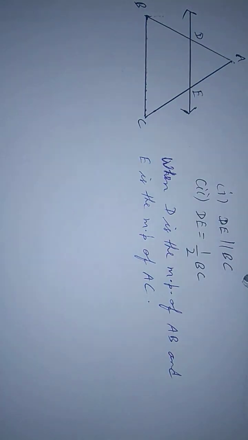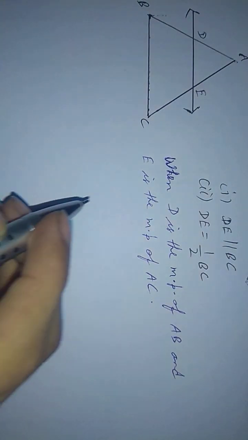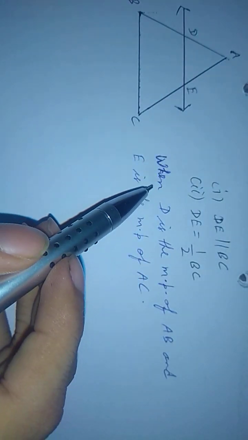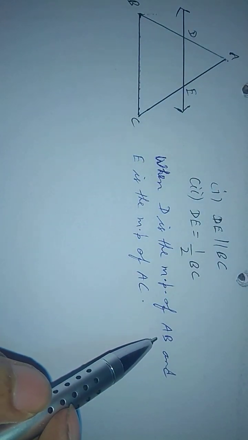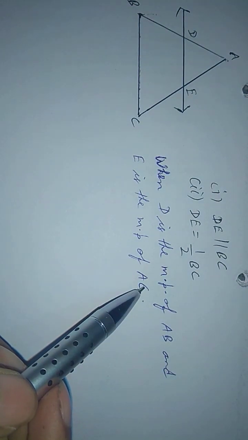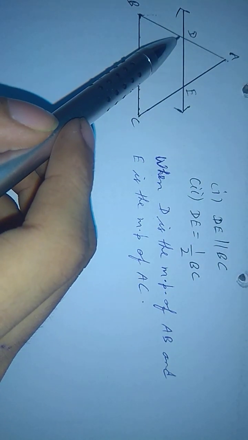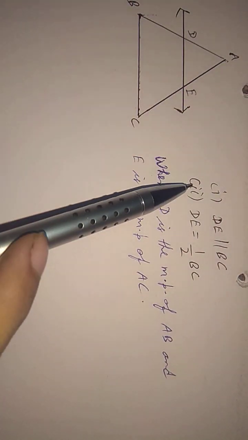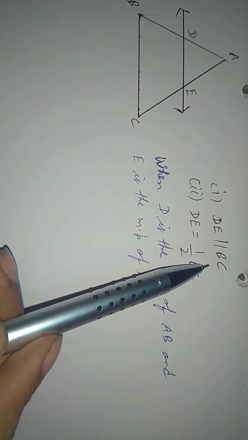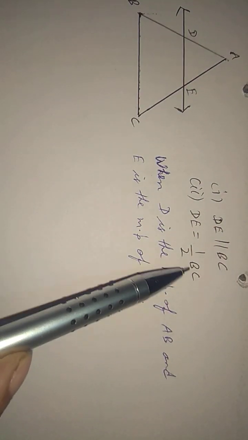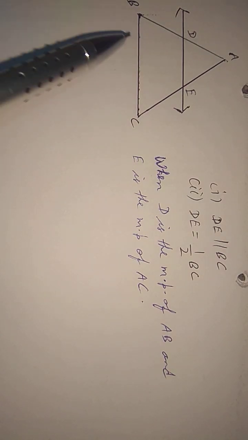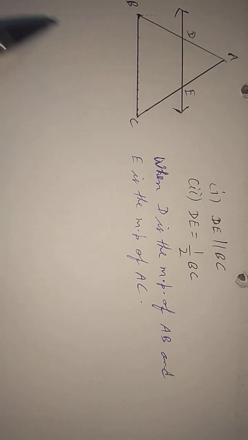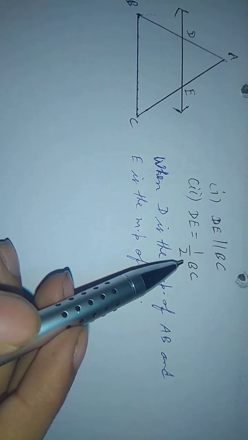So, in today's video we will learn about the midpoint theorem, which is an important topic for class 9th. The midpoint theorem says that when D is the midpoint of AB and E is the midpoint of AC, only then DE is parallel to BC and DE is half of BC. We can also prove this, but we will prove it later. Firstly, we will try to understand what these statements want to say.